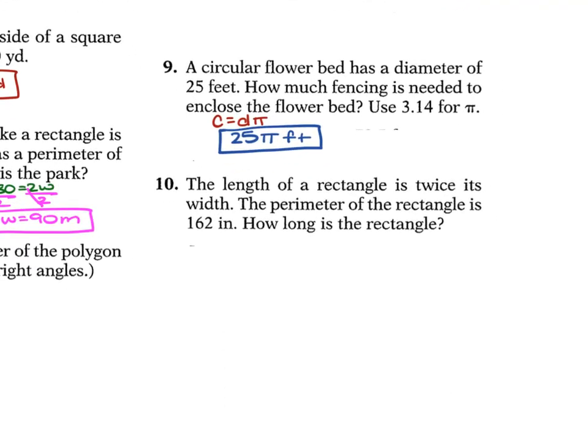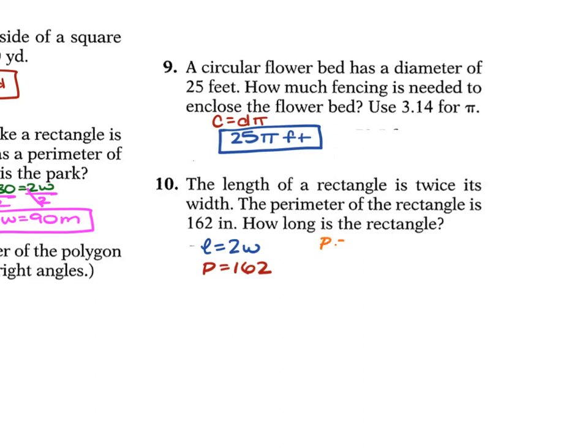For 10, it says the length of a rectangle is twice its width. The length is 2 times the width. The perimeter of the rectangle is 162. How long is the rectangle? So we're looking for the length.